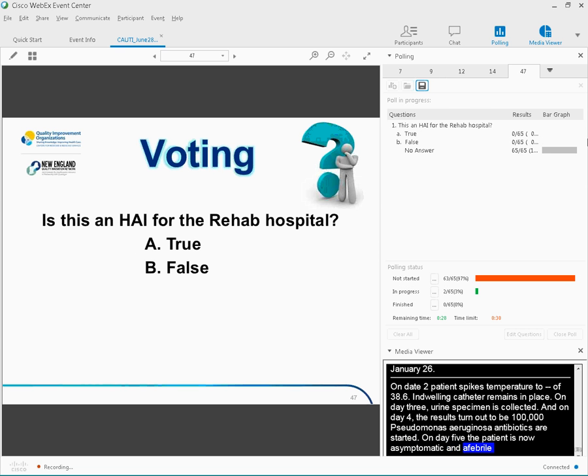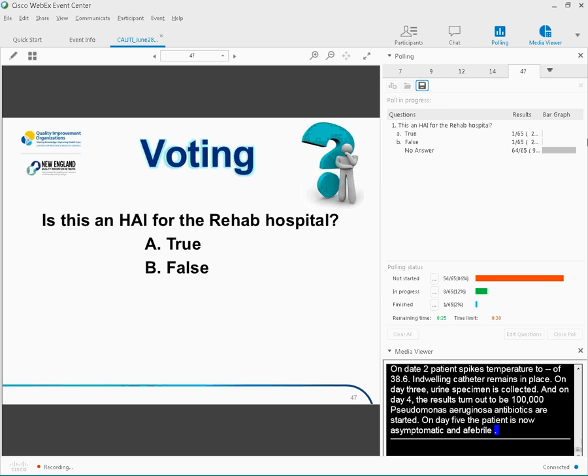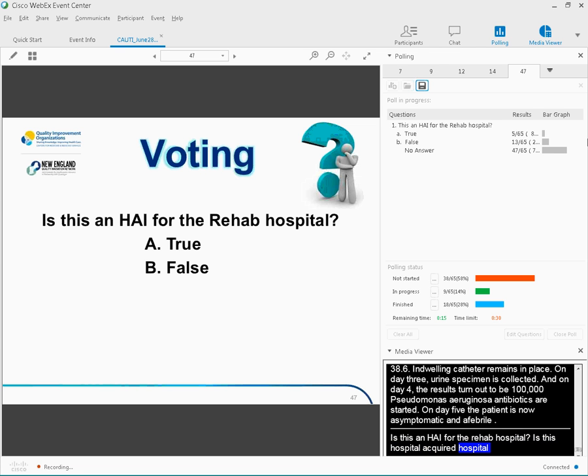So, is this an HAI for the rehab hospital? Is this a hospital-acquired infection for the rehab hospital, which is where he ended up? True or false? And submit.